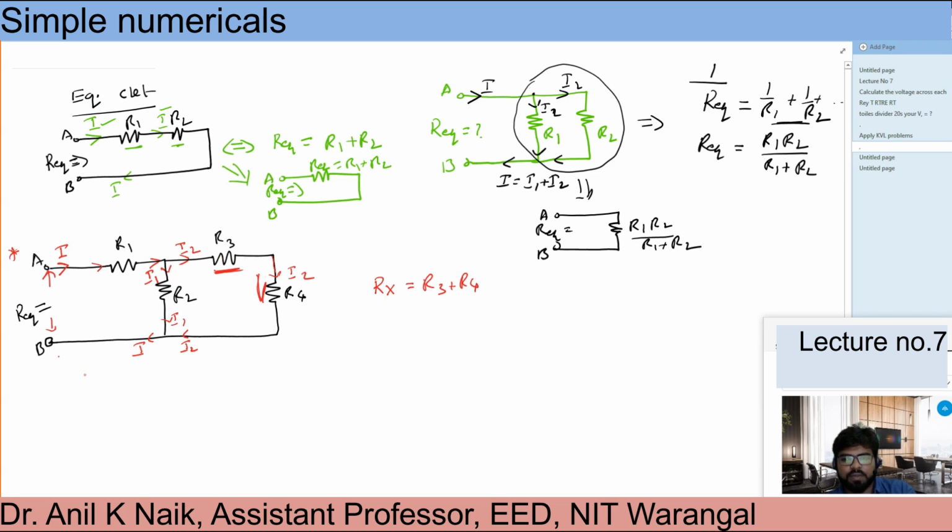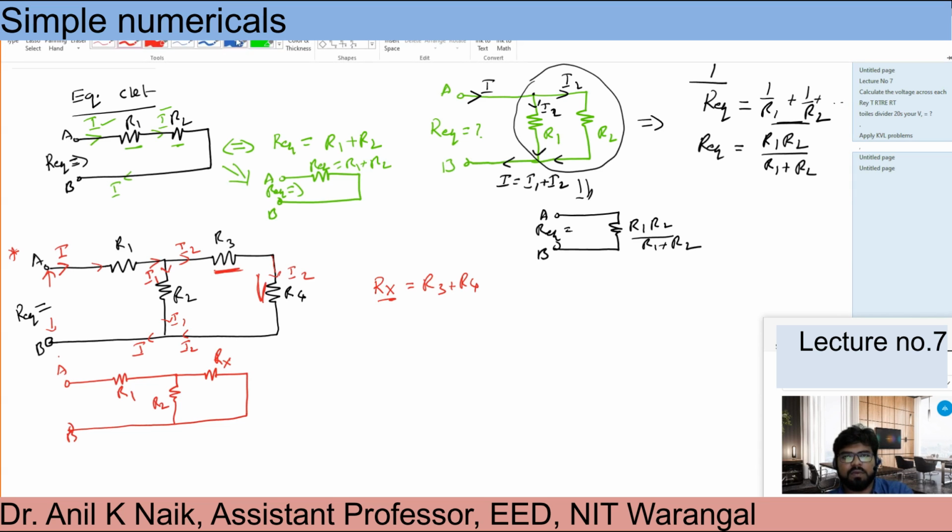Now redraw the circuit. So combining this, I can take only the one resistance here, and A and B. This is my R1 and this is my R2. Now what is this one? This is nothing but Rx. What is the Rx value? R3 plus R4.